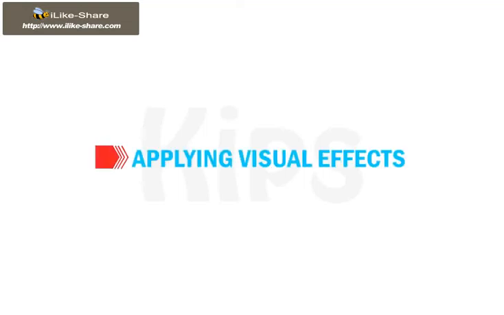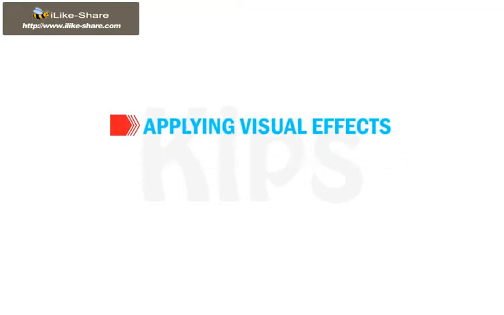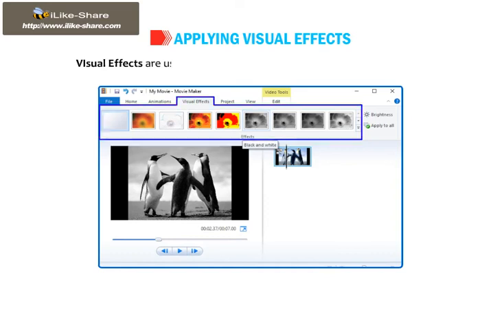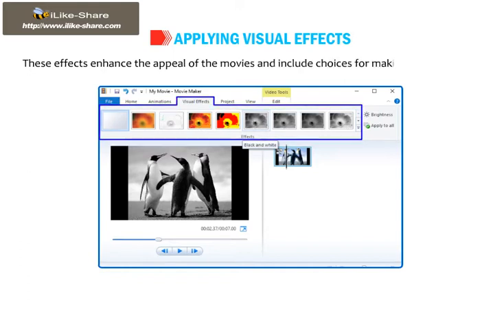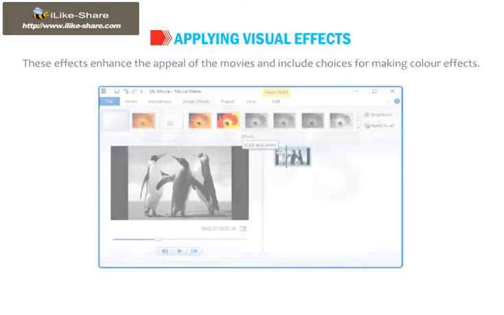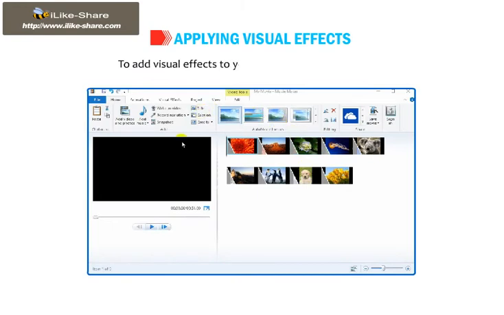Okay, let us find out how to apply visual effects. Visual effects are used to add special effects to both photos and videos. These are located in the tab with the same name. These effects enhance the appeal of the movies and include choices for making color effects. To add visual effects to your movie, follow these steps.